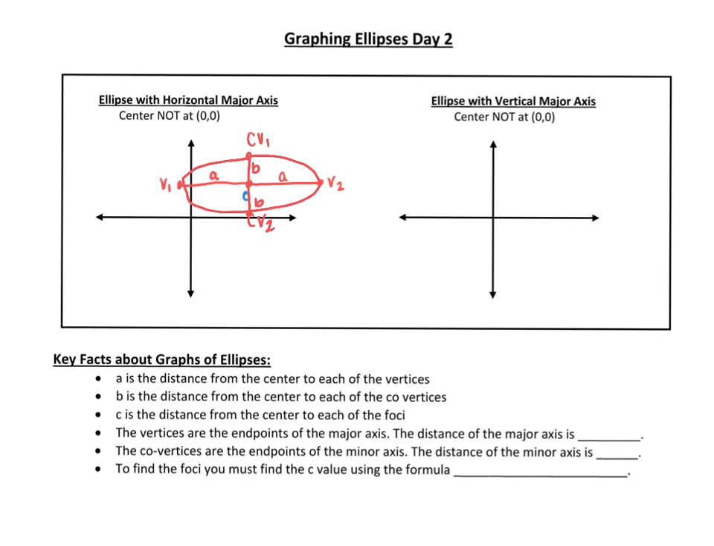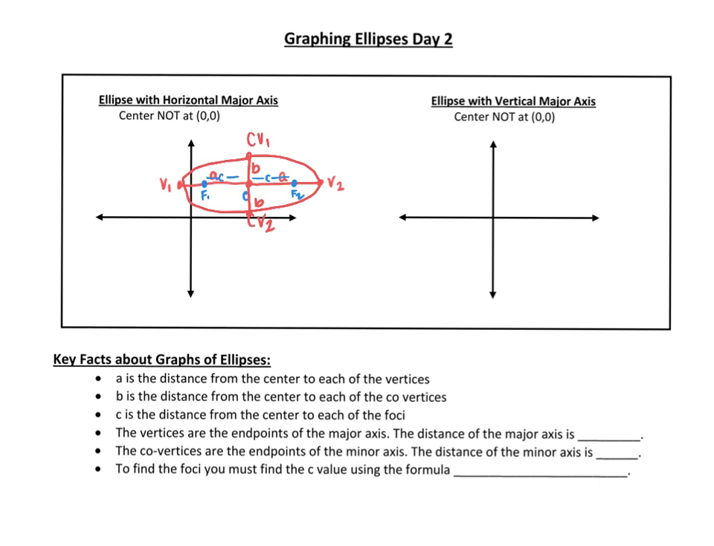So this is the picture of what it would look like. Obviously, the foci would still be here and here. They lie on the major axis. So this would be foci 1 and foci 2. And they are C units from the center. And that is what our picture would look like.